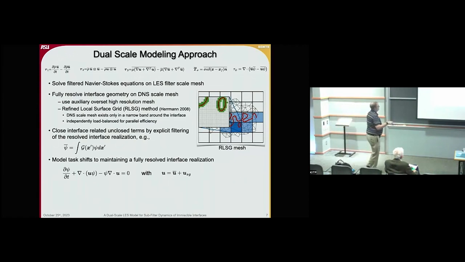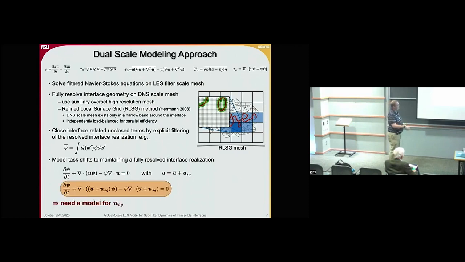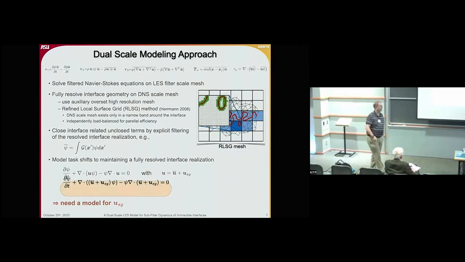No free lunch though, because the model task then shifts to trying to maintain that fully resolved realization with the information that you have available. And the information that you have available is the filter scale velocity. So the fully resolved interface advection equation is this one here, where you know the filtered velocity. So what you'll need now is a model for the subfilter velocity, not everywhere, but just the subfilter velocity on the interface itself. So for us, in a narrow band around the interface.